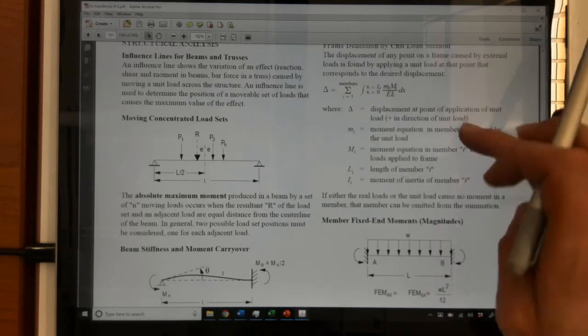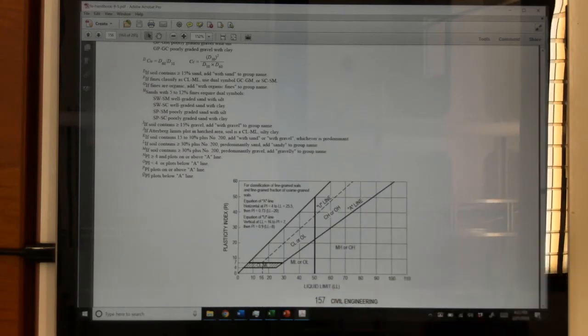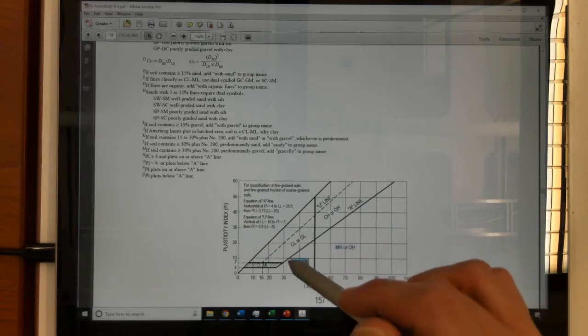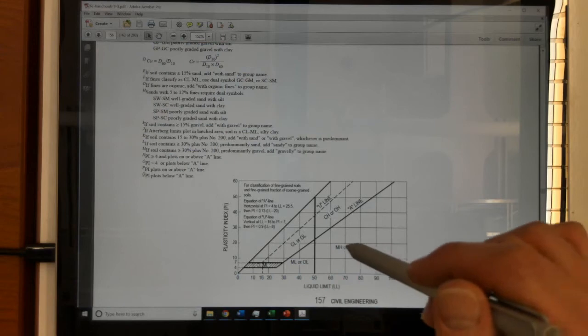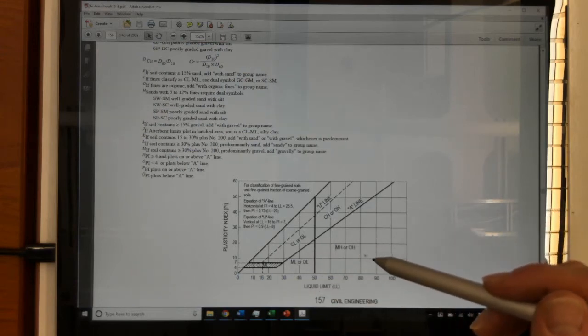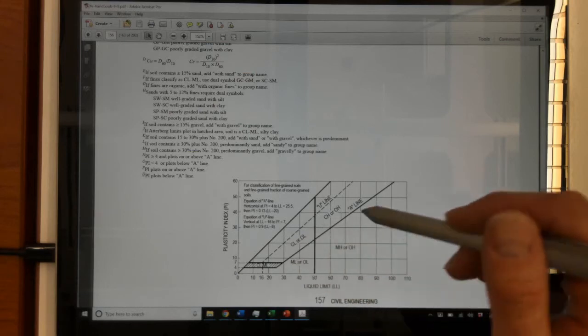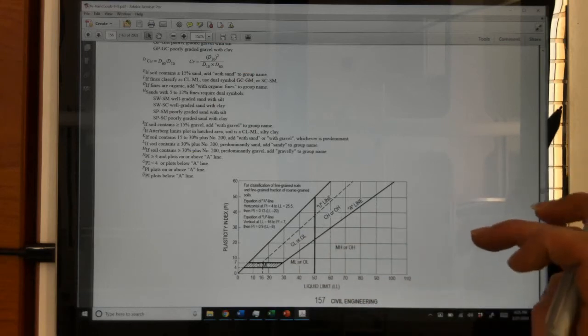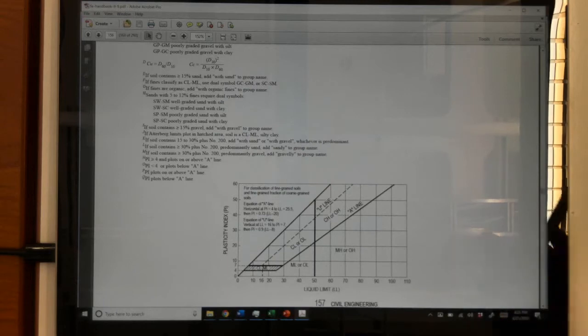So the last piece of that is the plasticity chart, which, if you have a fine-grained soil, is the thing to use to look into whether we have silt or clay, whether it's low plasticity or high plasticity. And those are the letters that show up there. So L for low plasticity, H for high plasticity, M for silts, C for clays, right? So that should all hopefully look somewhat familiar.